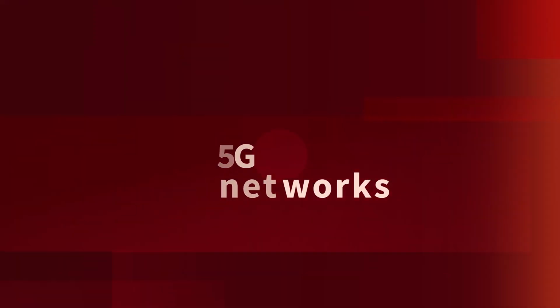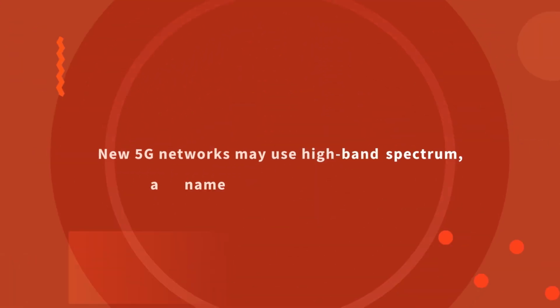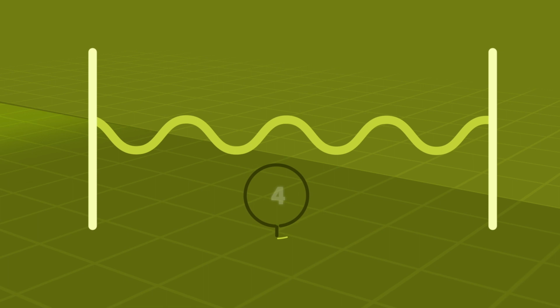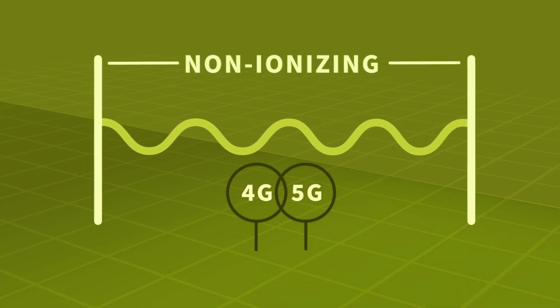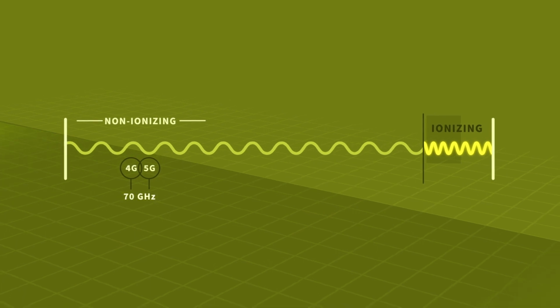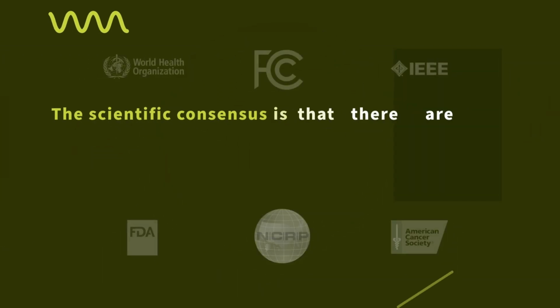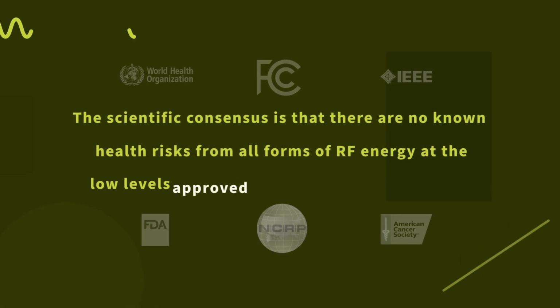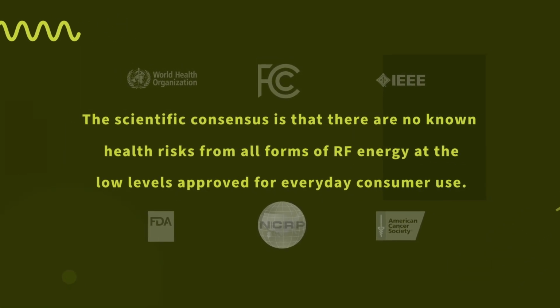New 5G networks may use high-band spectrum, a name that's caused some confusion. While higher frequency than spectrum used in 4G networks, it still relies on low-energy, non-ionizing frequencies, up to about 70 gigahertz. The scientific consensus is that there are no known health risks from all forms of RF energy at the low levels approved for everyday consumer use.